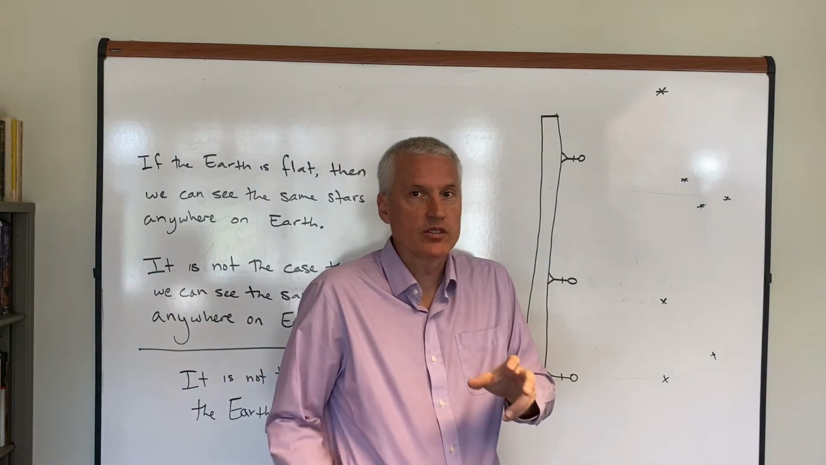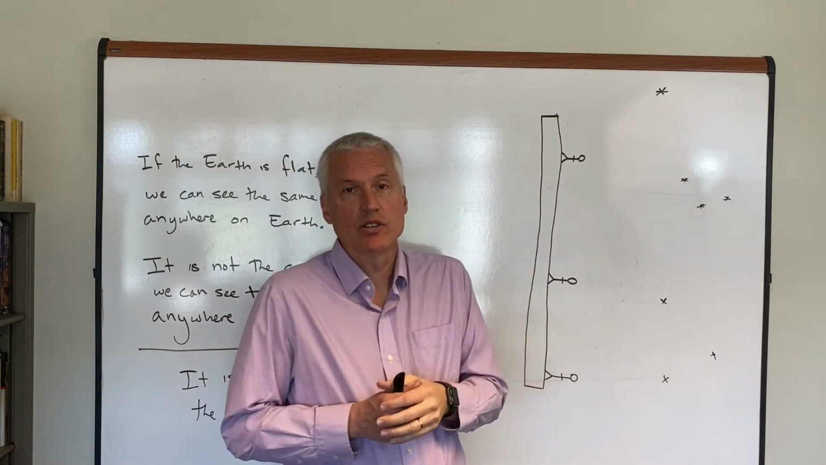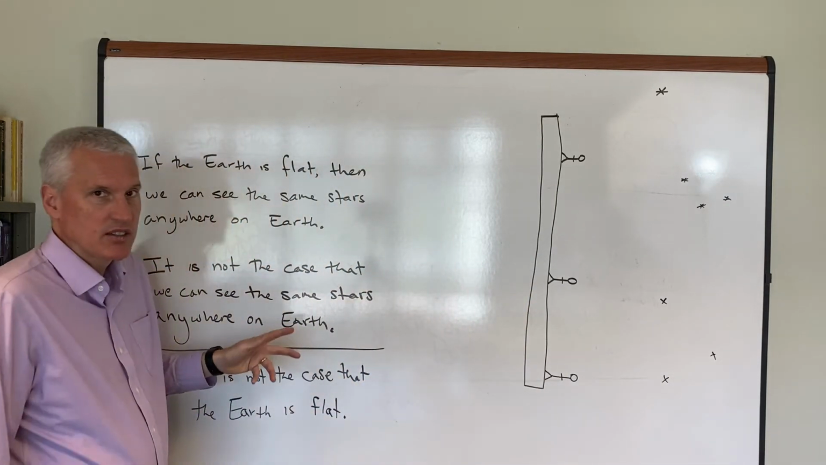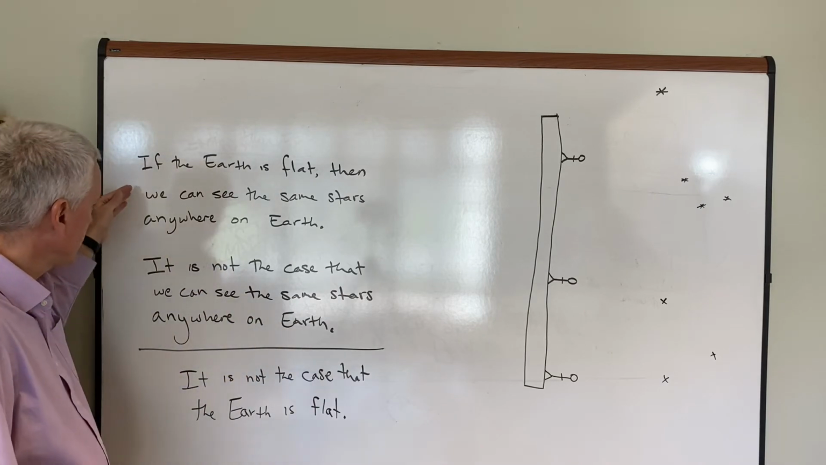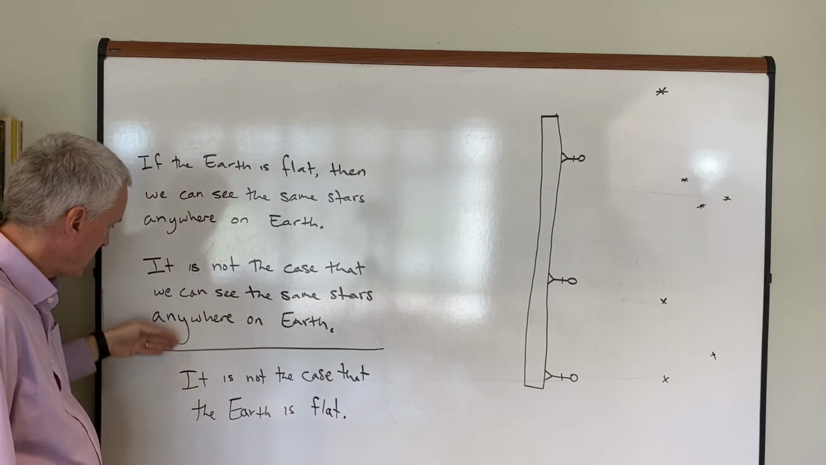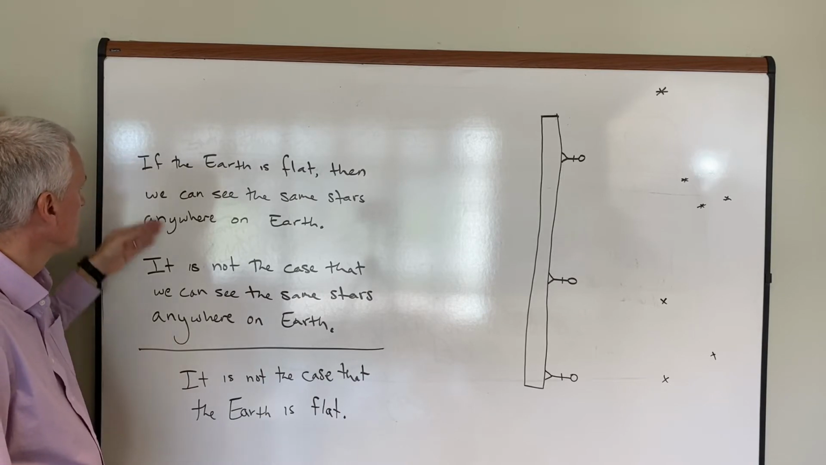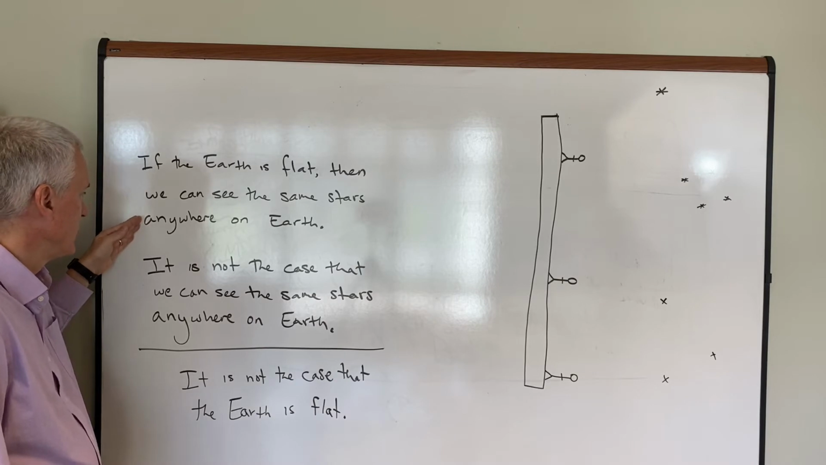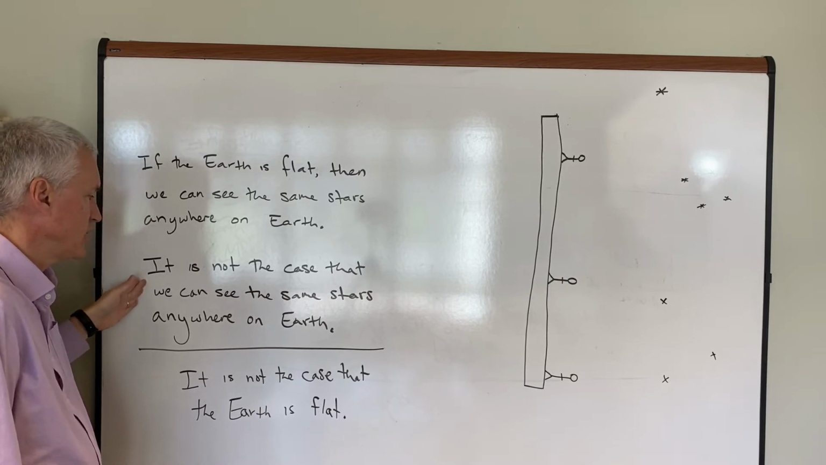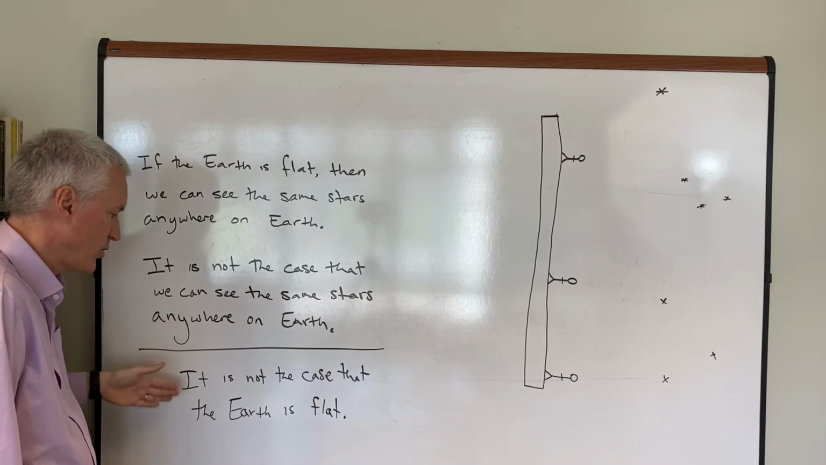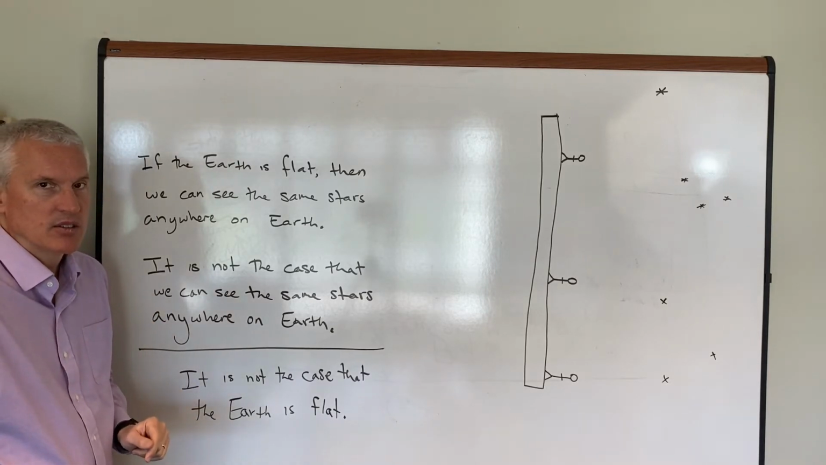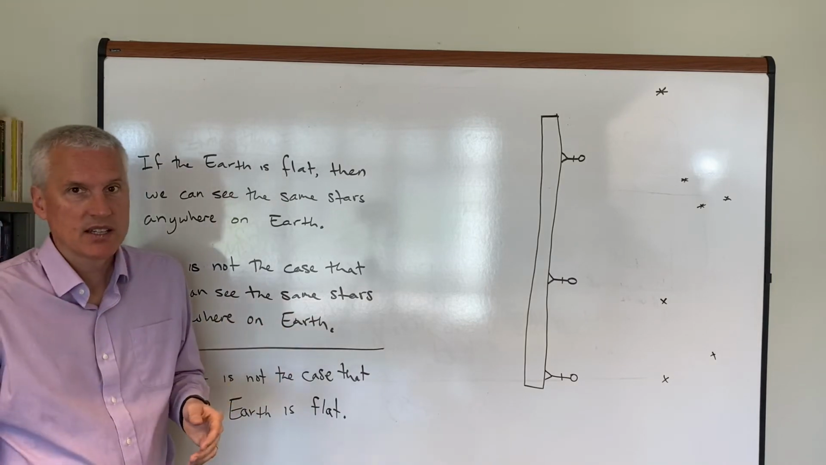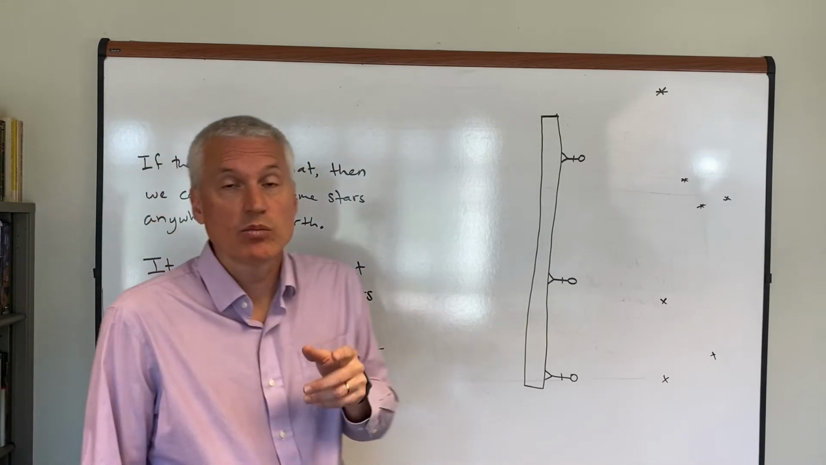So Aristotle reasons that the world is not flat, and in fact he reasons that it's a sphere. Let's take the first part of that reasoning. I've reconstructed an argument that I think is implicit in what he's saying. It seems to have two sentences and a third sentence which we could call the conclusion of the argument. If the Earth is flat, then we can see the same stars anywhere on Earth. It is not the case that we can see the same stars anywhere on Earth. Therefore, he concludes, it is not the case that the Earth is flat. This is an argument. Aristotle is making an argument that the Earth isn't flat, and he has other arguments that it's most likely a sphere.